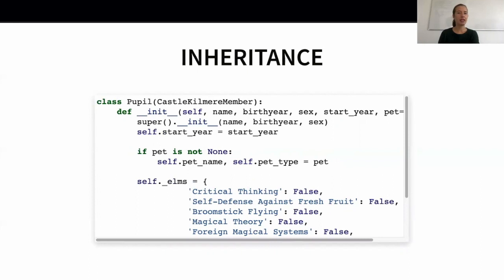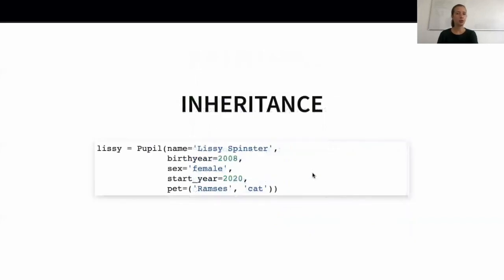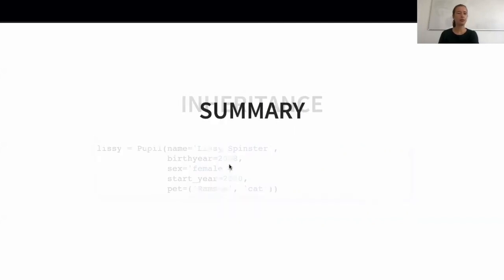We added another attribute called elms, which stands for elementary level of magic. The elms attribute contains all the obligatory classes a pupil has to take. When creating a new pupil, she won't have passed any elms yet, but this might change once she writes her first exams. We can now create pupils, for example, our main character, Lizzie Spinster. For this, we call the class with the necessary arguments like Lizzie's name, her birth year, and so on.